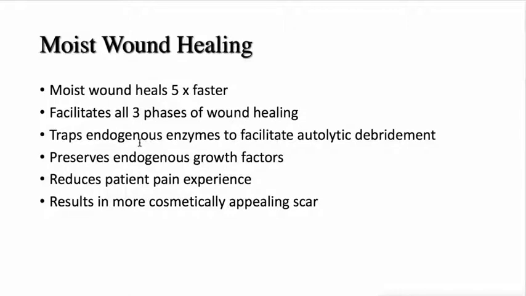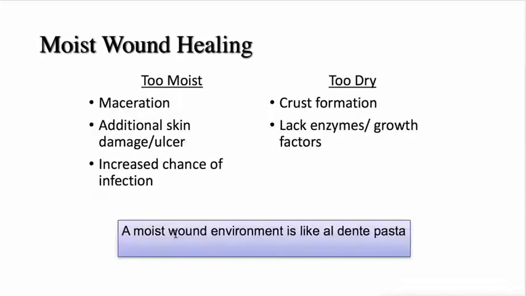Moist wound healing. Moist wounds heal 5 times faster. So it's going to facilitate all 3 phases of healing. It's going to trap endogenous enzymes to facilitate autolytic debridement and preserve endogenous growth factors. It reduces pain also, and it results in a more cosmetically appealing scar.